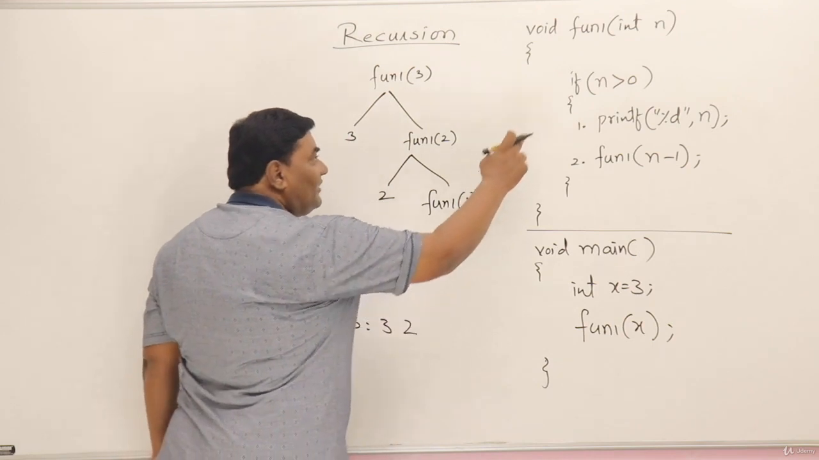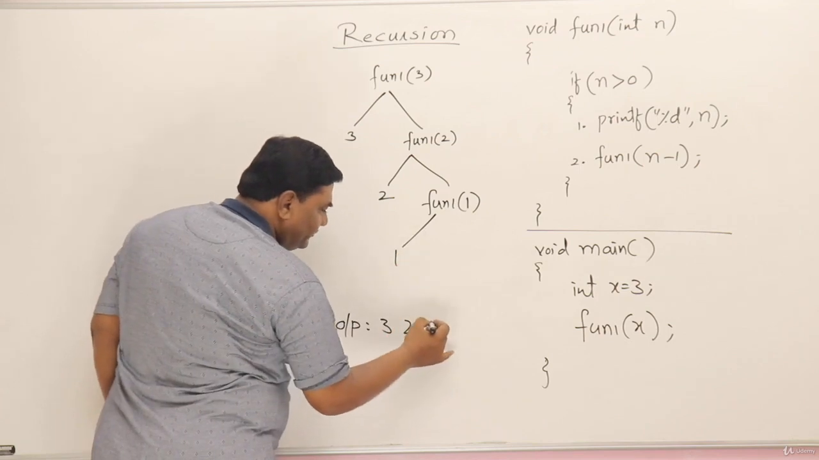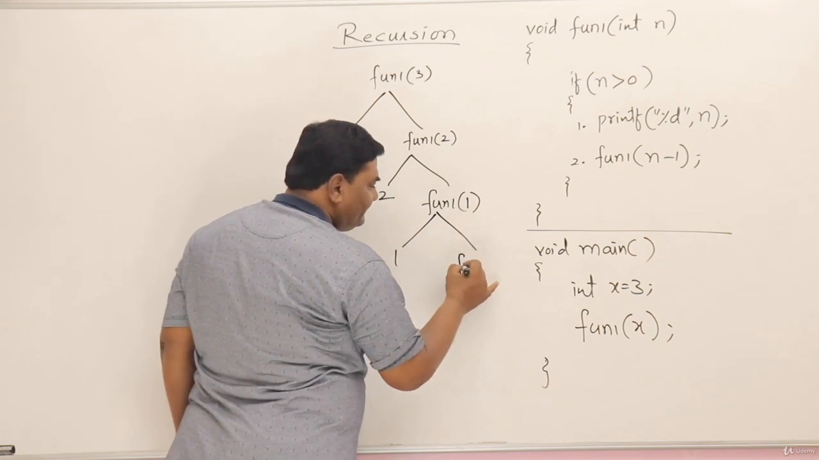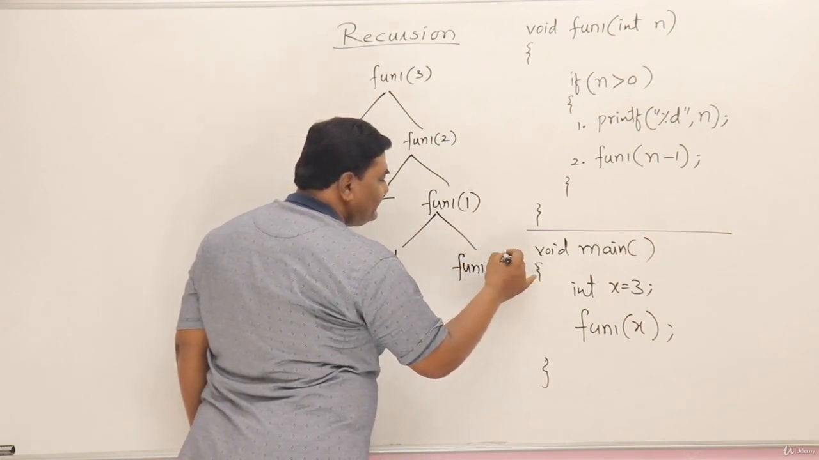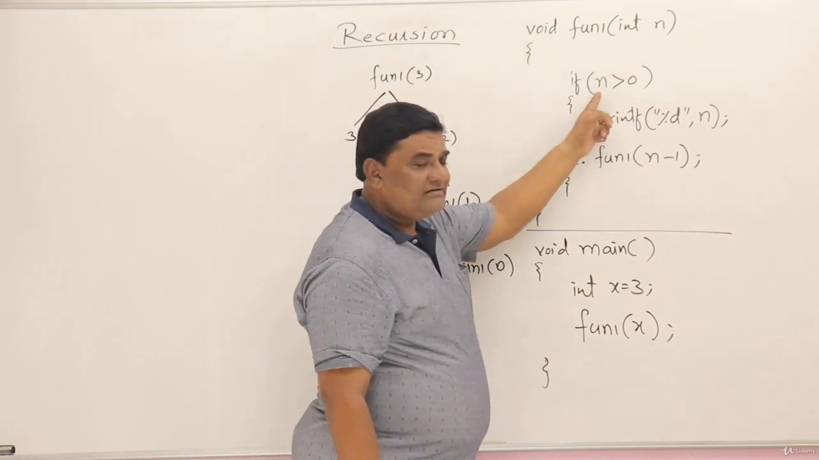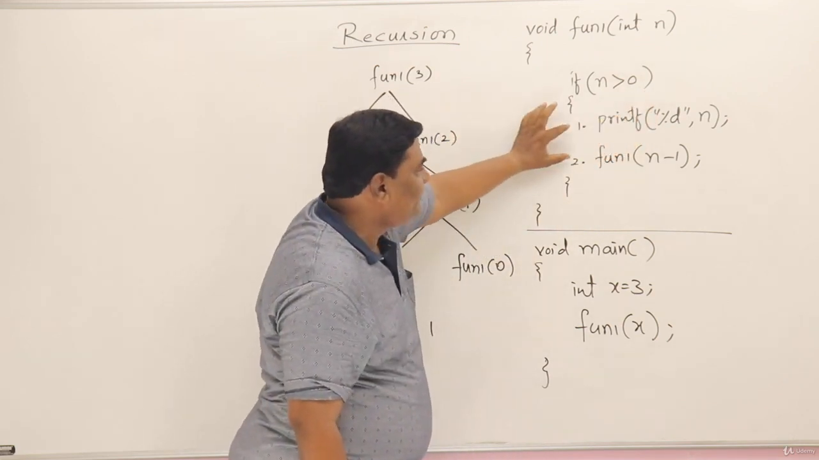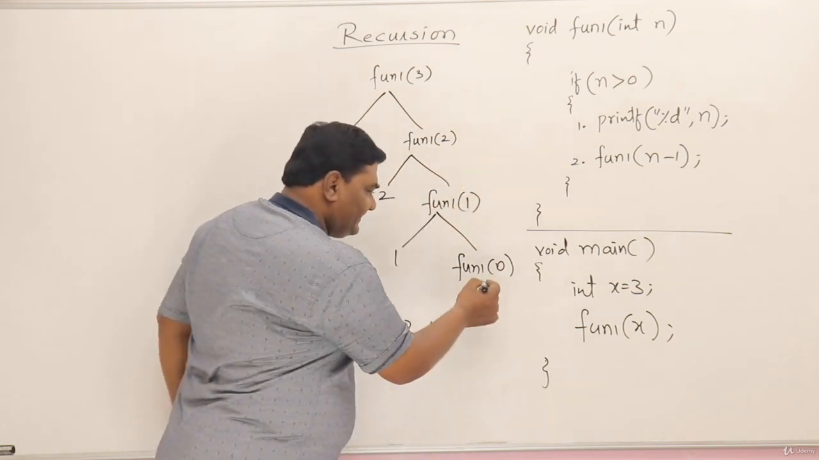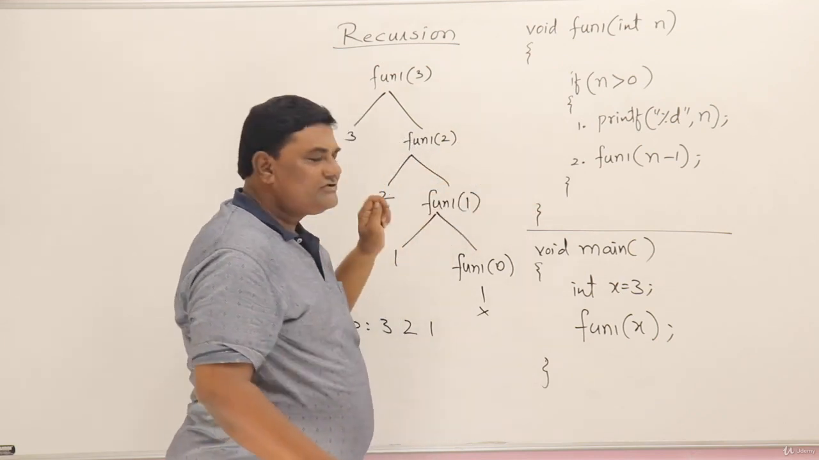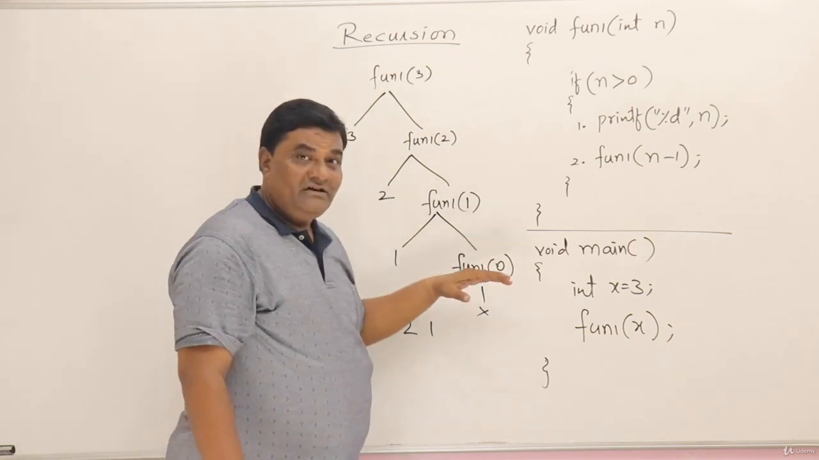So fun1 with 1. 1 is greater than 0. Yes. So perform two things. First step, print 1. So in output we get 1. Then the second thing is call for 1 minus 1. So fun1 of 1 minus 1 is 0. Now fun1 of 0, n is 0. Greater than 0? No, it is not greater than 0. It will not enter inside, so it will not perform these two steps. It does nothing. So no printing and no calling, and it will come out of the function. So this call doesn't do anything. So there is no further calling.